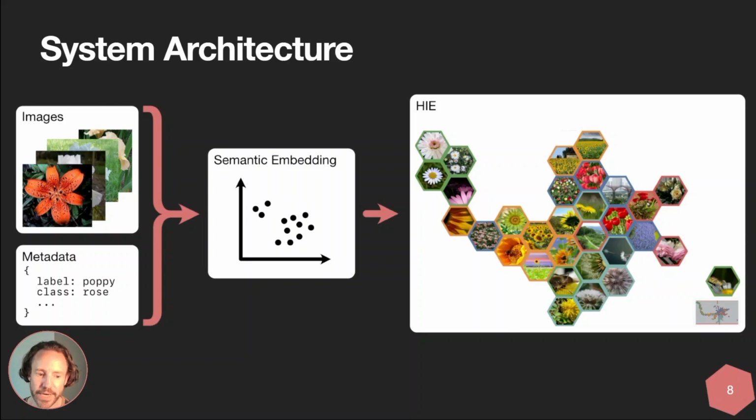Of course, many images that are close by causes overlapping images. To deal with this, we utilize the hierarchical level of detail approach that groups similar images in the embedding space, which Christian just demoed.